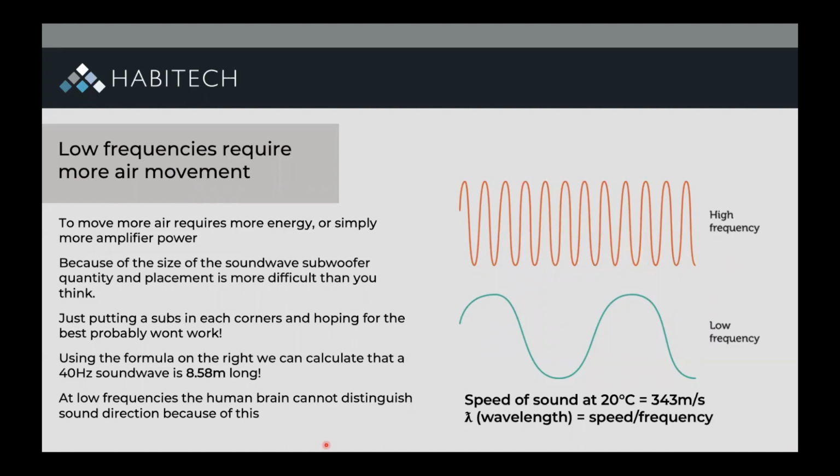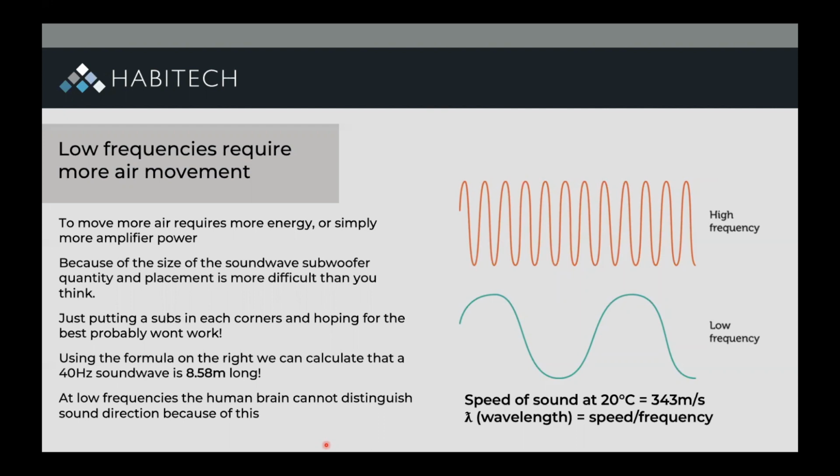Now, keep that in mind, because when you get to lower frequency, placement of subwoofers becomes more difficult. Just sticking subs in the corners and hoping for the best is most likely not to work and not to give you a particularly good result with home cinema. If you use the formula on the right, you'll work out very quickly that a 40 hertz sound wave is actually 8.58 meters long, which means it probably exceeds the size of the room.